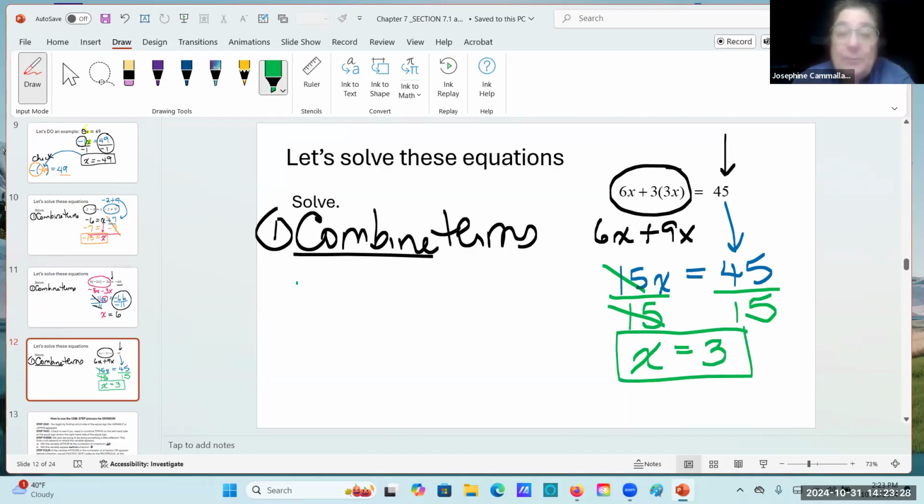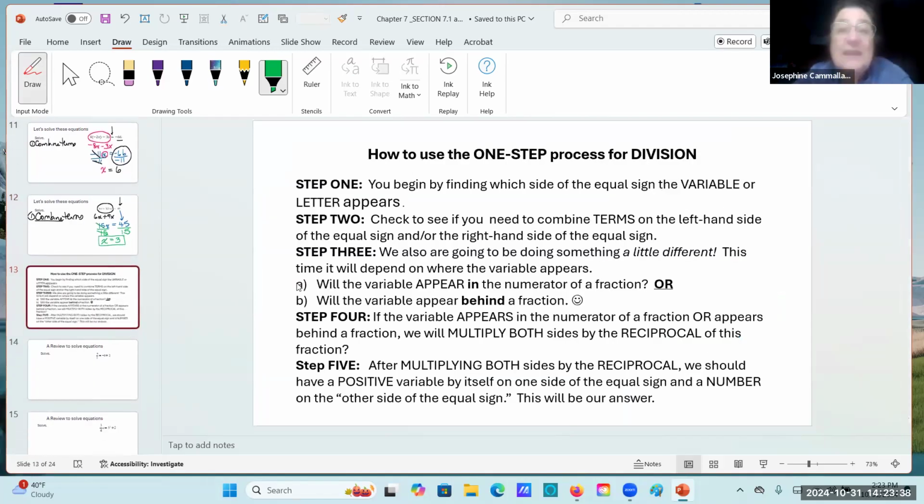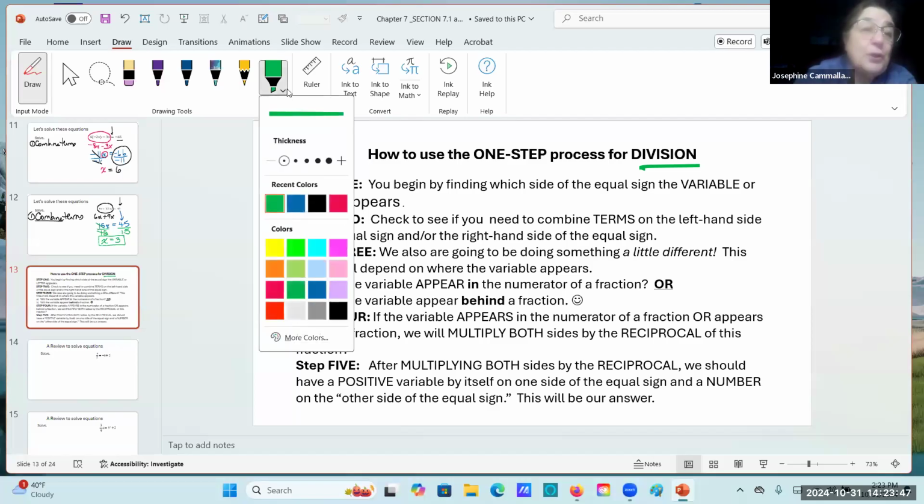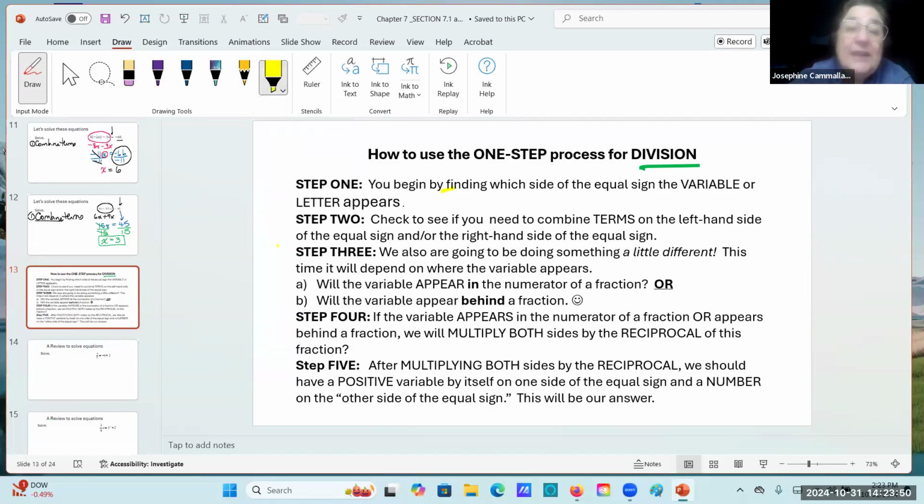Now, this is the one-step process that we've talked about for add, subtract, and multiply. But we have one more one-step process, and that is for division. Now, this is where you're going to have to be a little careful with what we have. Again, we're still finding where the variable is. And this is where we're going to have to check to see, are we going to have to combine terms? We might not. But this is the different part. You have 2 steps here to think about.